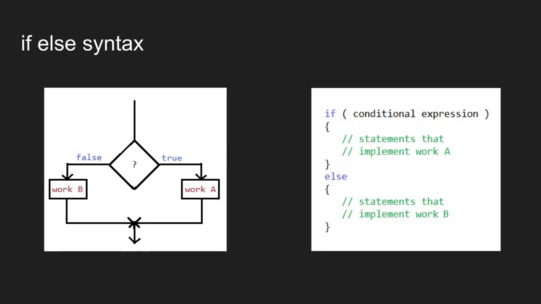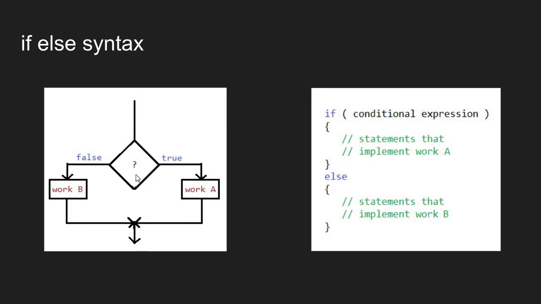Let's look at the if-else statement syntax in C#. Now, when you are designing a solution to a problem, if you come across the following logic, you come down and you're going to ask some condition, you're going to have some question. Under the condition being true, I'm going to implement some work A. And under the condition being false, I'm going to implement some work B.